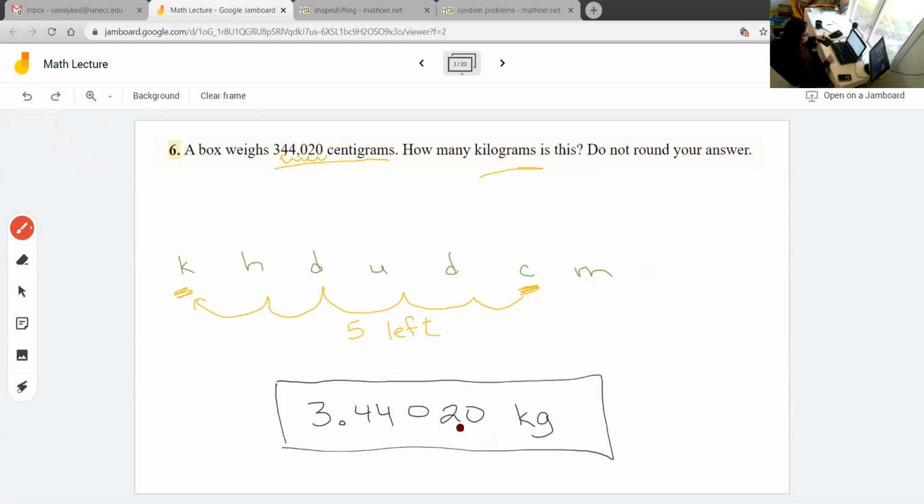We know it's not 0.344021 because we actually counted the centigrams.